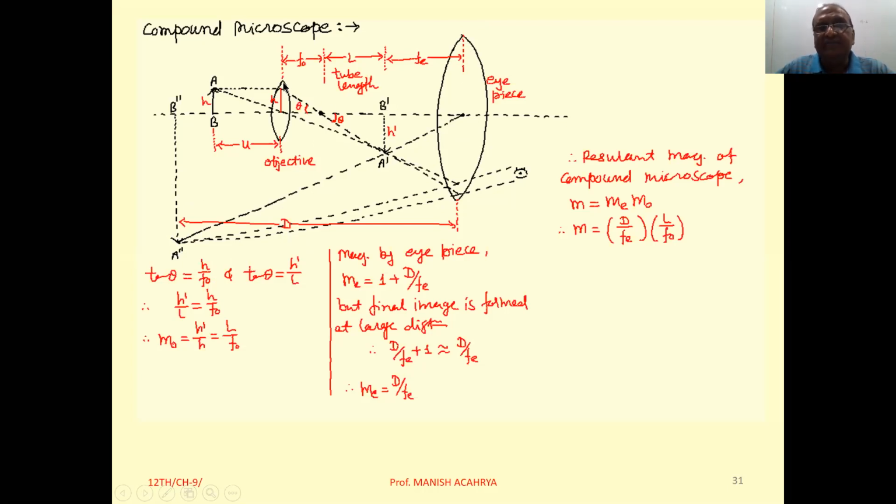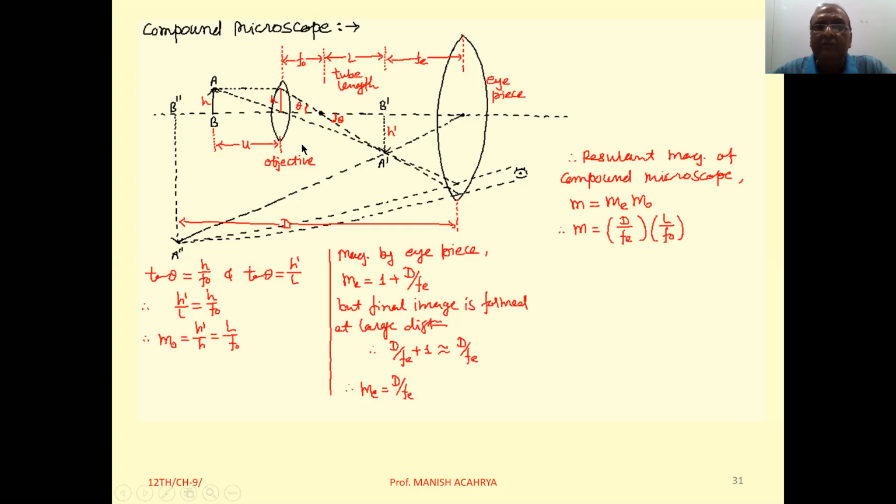Now see here, this particular distance from the objective to its second focal point is its focal length FO, then the first focal point to the eyepiece is FE, and the distance between the second focal point of the objective and the first focal point of the eyepiece is known as the tube length, capital L.